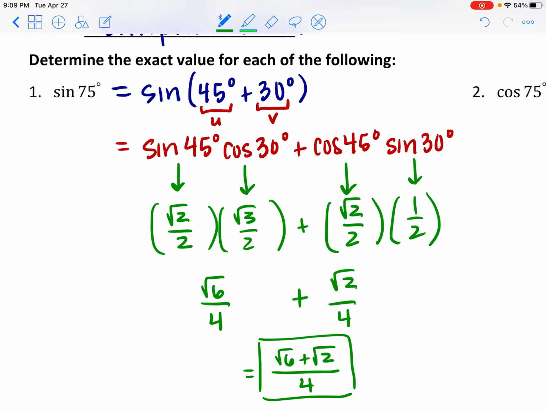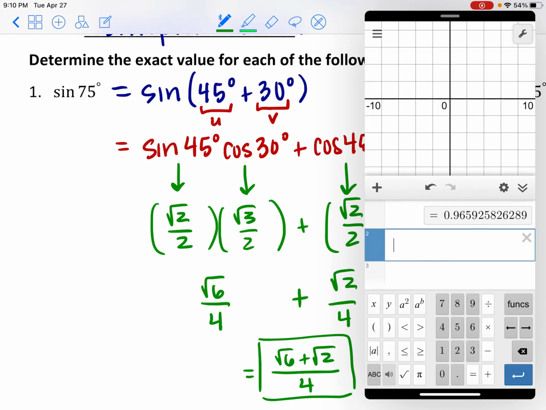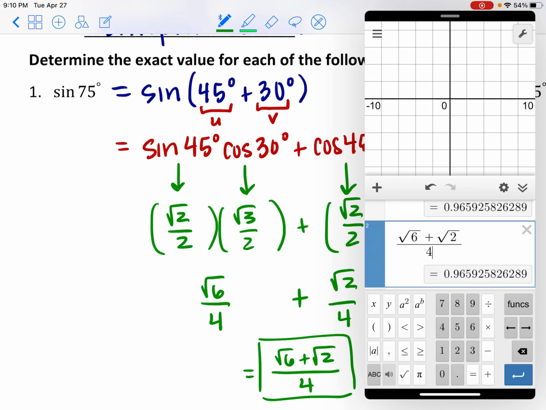And of course I could confirm with my calculator, right? The sine of 75, calculator says, is approximately 0.9659. If I put in my new fraction, I should get the same decimal. So I'm going to just verify radical 6 plus radical 2. If I divide by 4, I get the same decimal. Okay, so we were able to find an exact fractional value for that angle.